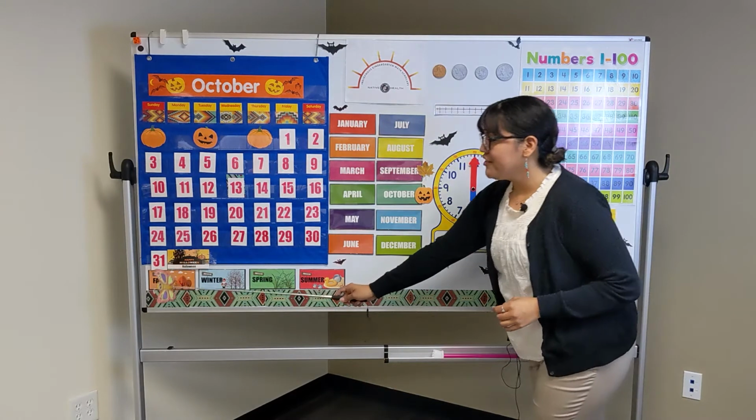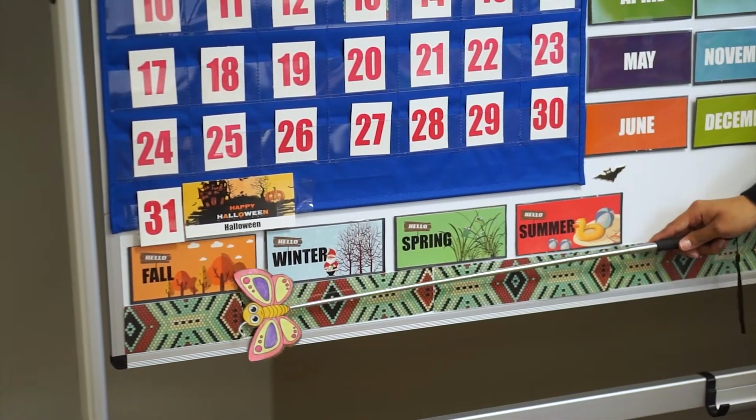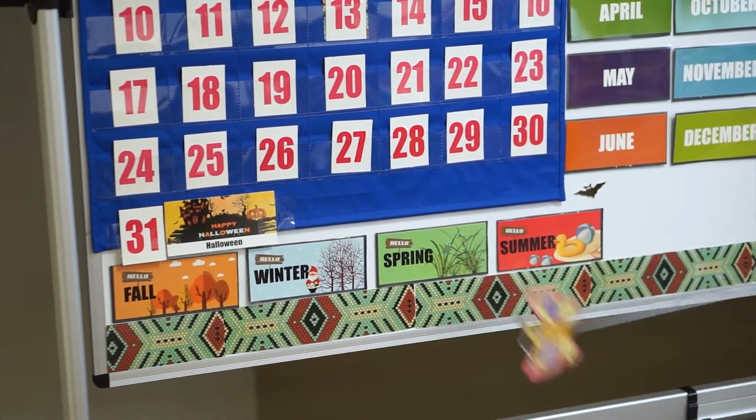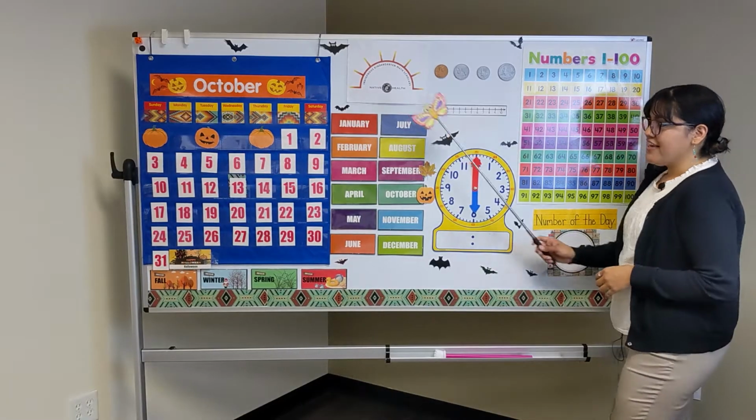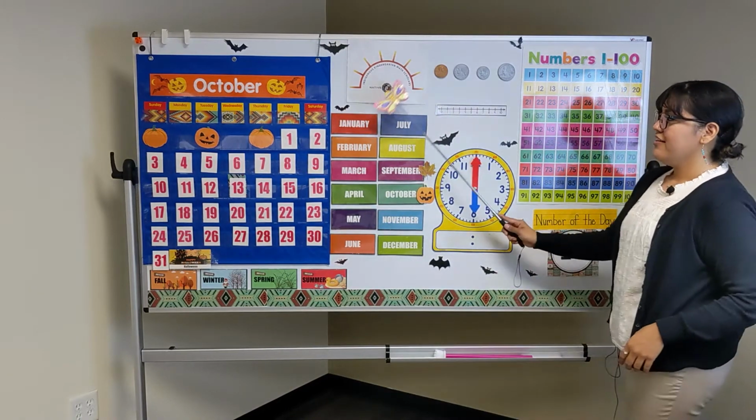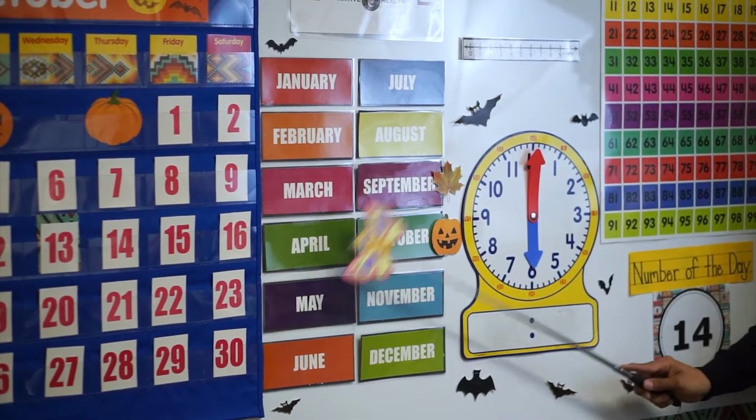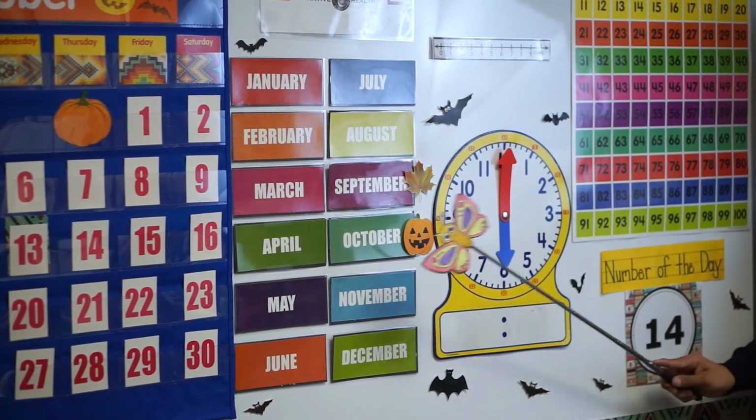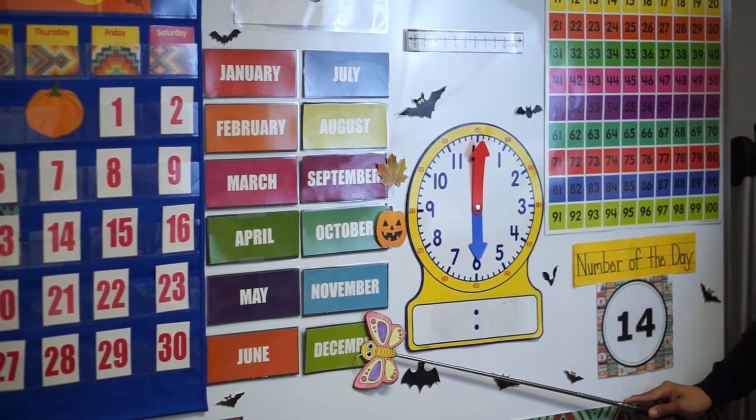We go down here to our seasons. We're still in the fall season, and we'll be going to winter, and then spring, and then summer. Let's say our months together. Starting with January, February, March, April, May, June, July, August, September, October, November, and December.